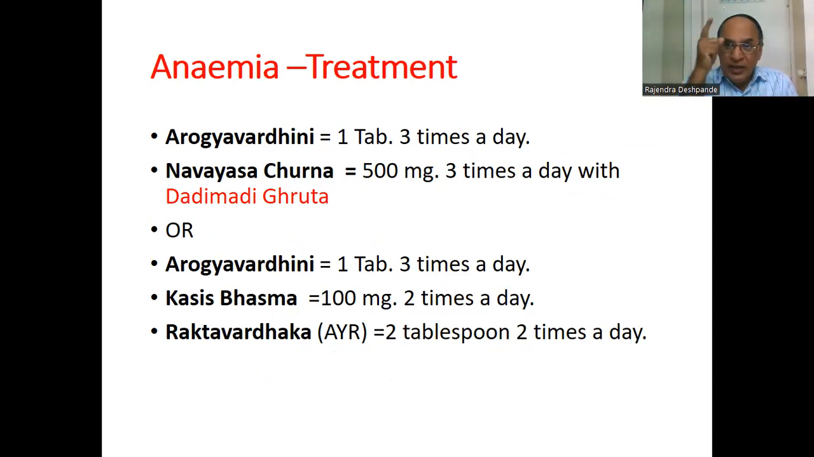Who is controlling the liver? Rogah sarve api mandagnau. So Ayurveda gives emphasis to giving Arogyavardhini to prevent recurrence of this hemoglobin loss. Okay. Then Arogyavardhini, Kasis bhasma and Raktavardhak from the Ayurveda shop. Okay. Kasis bhasma is very specifically used in children and in old people. Kasis bhasma is a little bit softer than Loha bhasma.